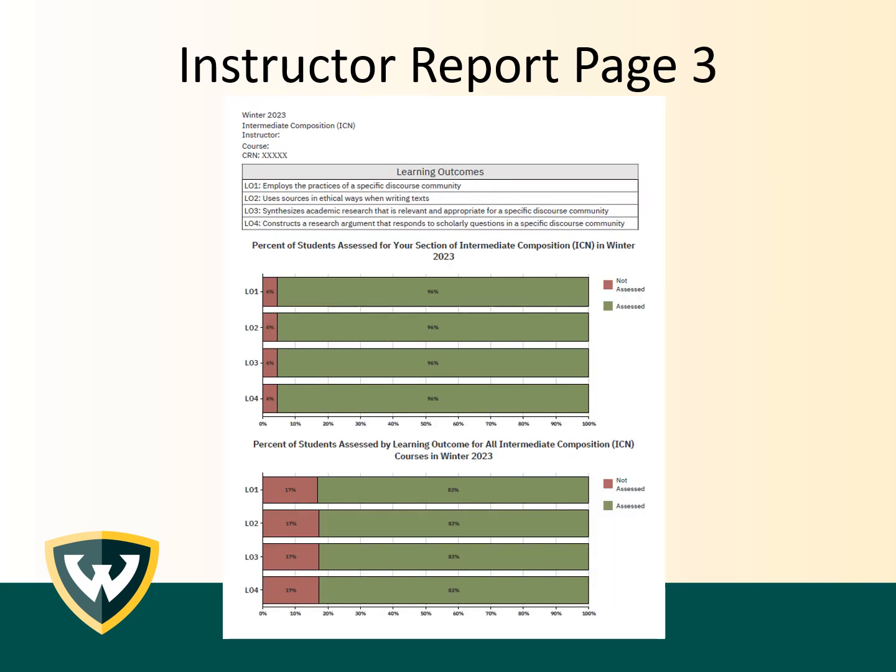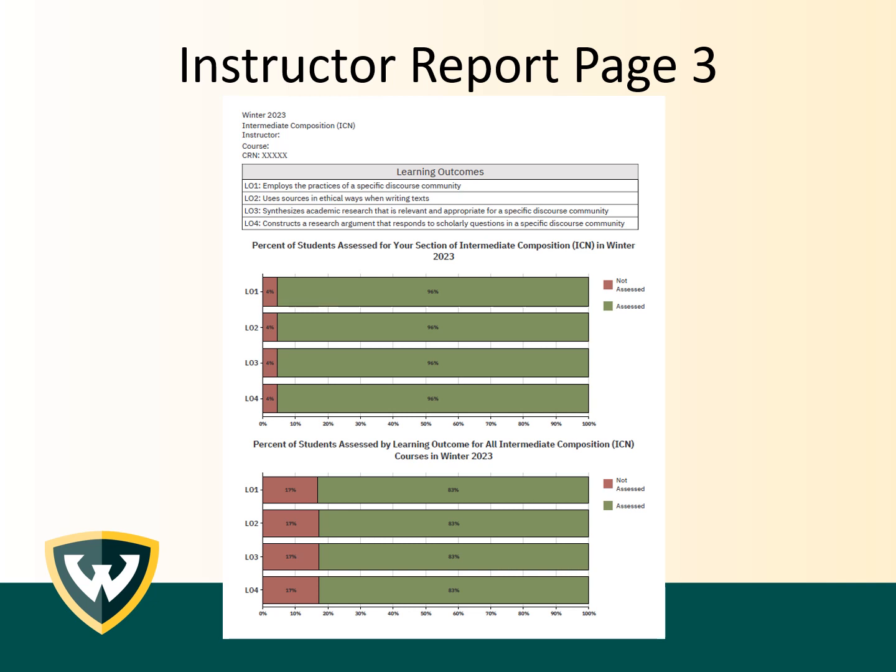The third page of the Gen Ed Instructor Report provides a visual representation of the information presented in the first table on the previous page. In addition, each learning outcome is compared to the assessment data reported for all courses in the Intermediate Composition designation that semester. The 4 Intermediate Composition learning outcomes are listed at the top of the page.